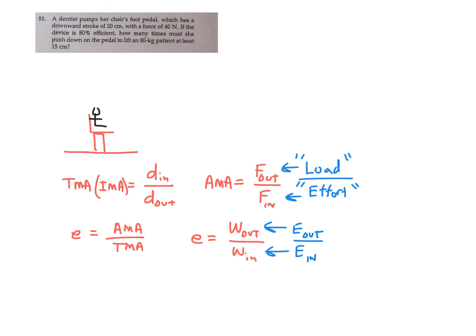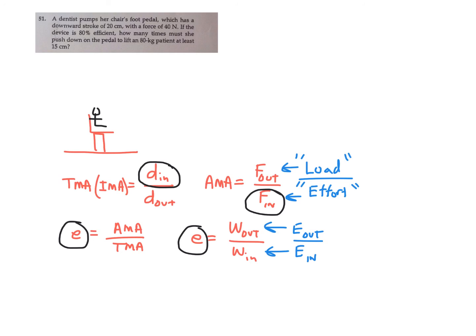The bottom line is here's what I'd like to do. I'm going to read through this. It says the dentist has a downward stroke of 20 centimeters when they push on the pedal. Well, that's the distance input. And the force that they're using is 40 newtons. That's the force input. If the device is 80% efficient, so we know E, circle that. So I'm just going to circle things and you'll see what happens here. How many times must she push down on the pedal to lift an 80 kilogram patient?